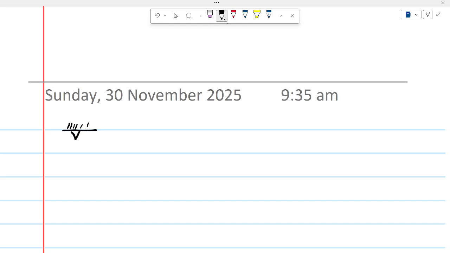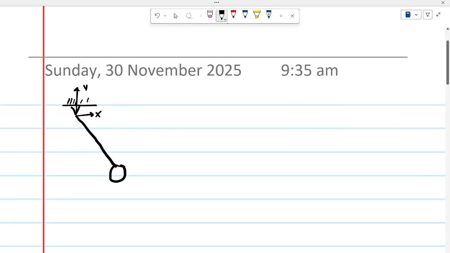And there's a pendulum moving. Let's call the axes X and Y. The pendulum has some mass, obviously, and the length of the string attached to the pendulum is L. Now we have to find the equation of motion for this one.